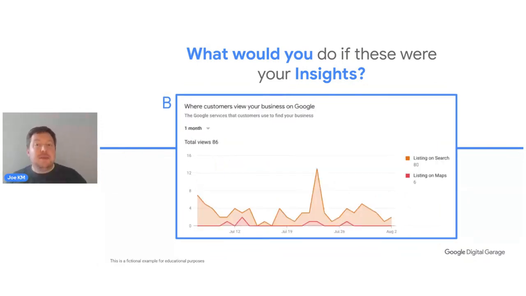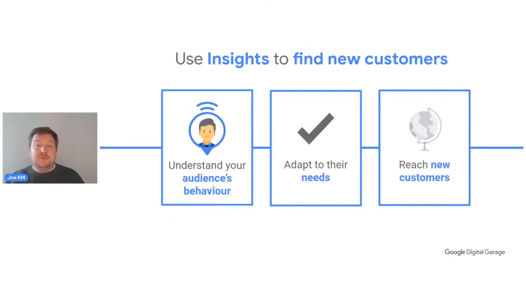Where customers view your business on Google. So straight away, the Google service that customers use to find your business, listings on search, listings on maps. So you can see straight away that a lot of customers are on search looking for your business. What could you do with this information? Well, we know now that there's 80 people who are looking for your listings on search. Could we start doing advertising on search? Could we start to develop some more content just for search to see these numbers increase, to get more of these customers who are looking for you?